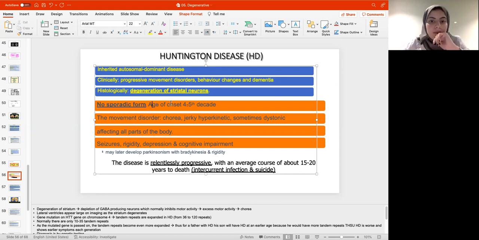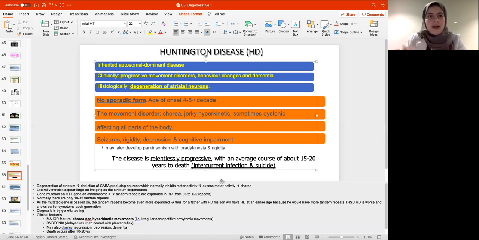The age of onset is usually 40 to 50s, but like I said, it can happen earlier if their father or mother had the disorder. As mentioned, it's a movement disorder. If the doctor is generous, he'll say chorea. But if not, he'll say jerky movements, hyperkinetic, irregular movements of the hand and neck, for example. He won't say chorea because he doesn't want to make it easy. It can affect all parts of the body, so you can see this hyperkinetic movement anywhere.